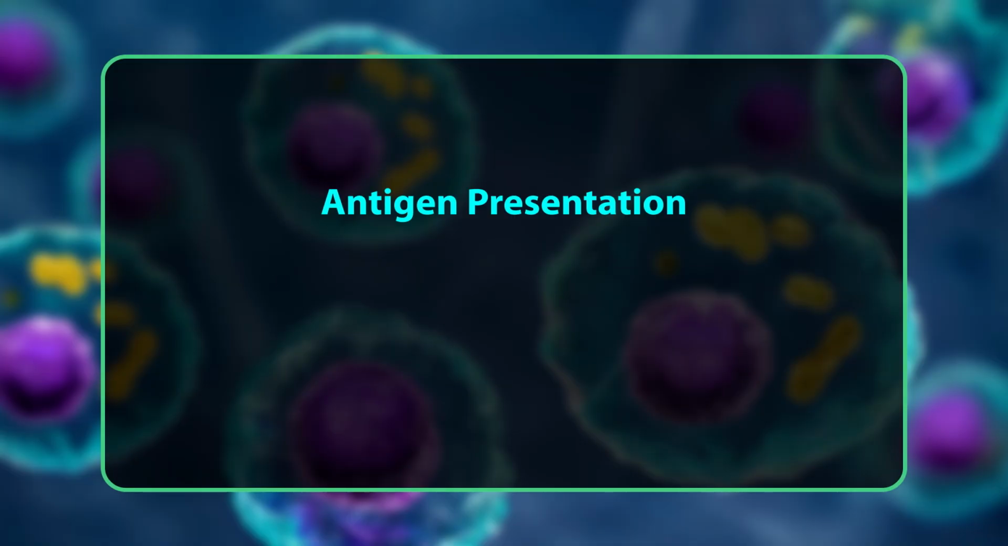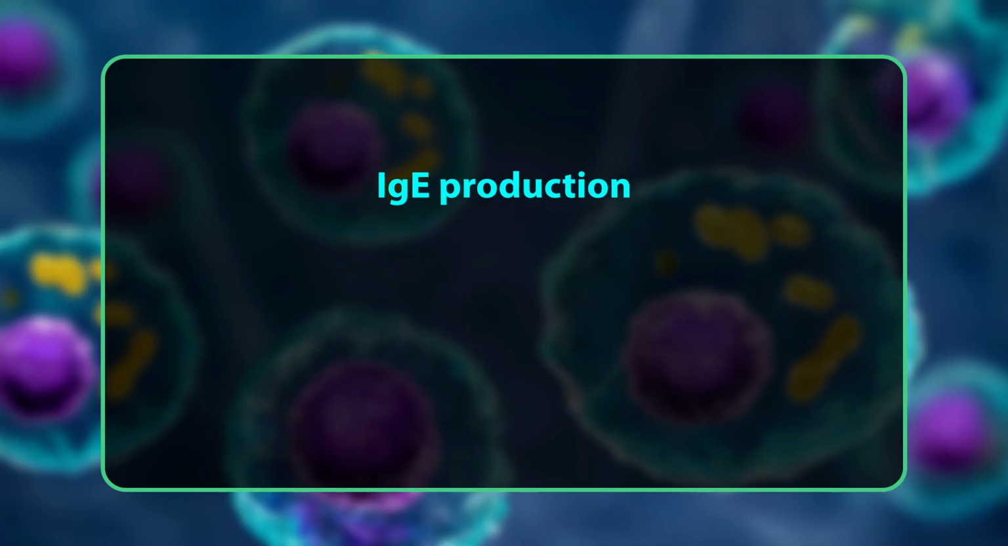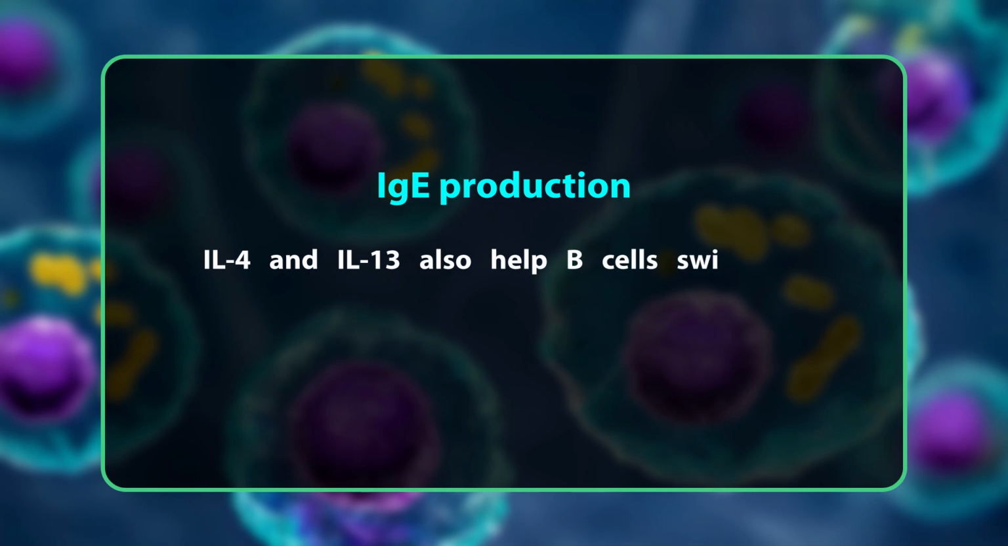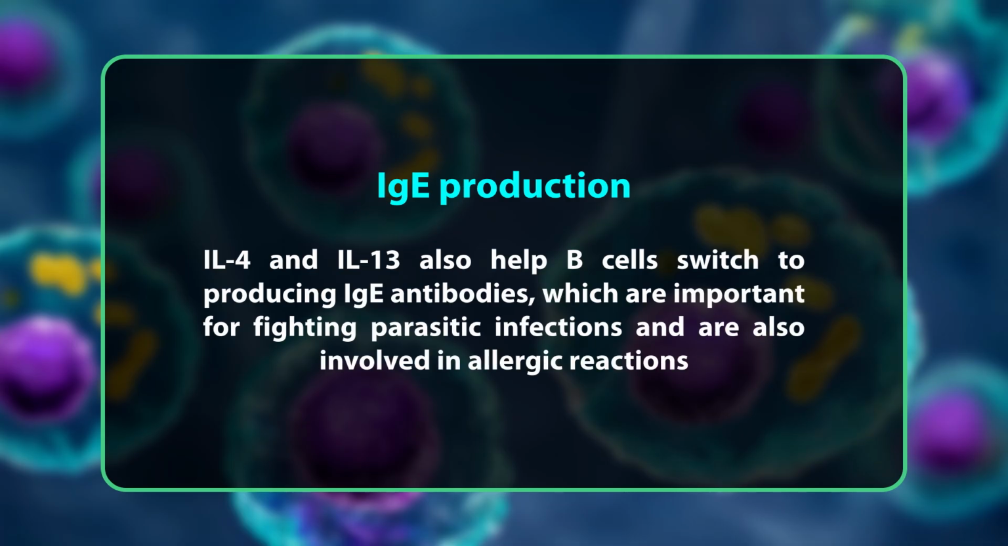Antigen presentation. They can also participate in antigen presentation and differentiation of CD4 T cells. IgE production. Interleukin 4 and interleukin 13 also help B cells switch to producing IgE antibodies, which are important for fighting parasitic infections and are also involved in allergic reactions.